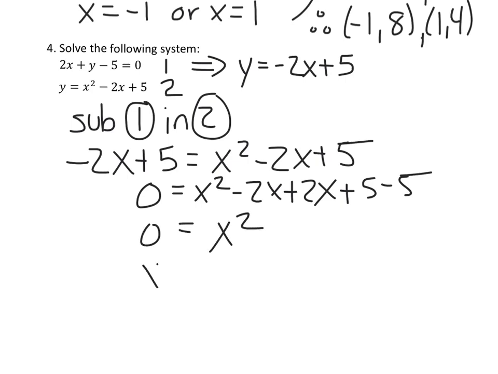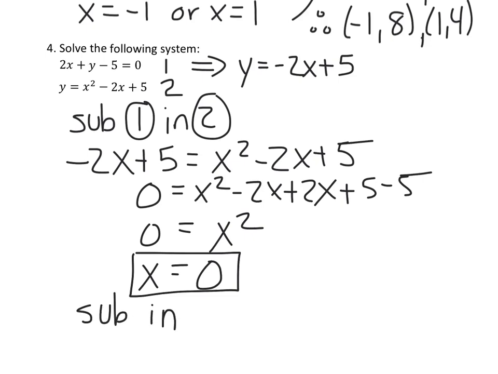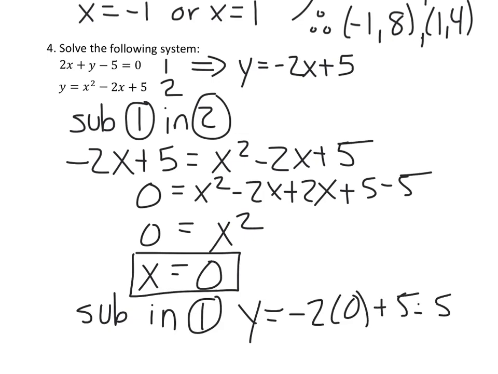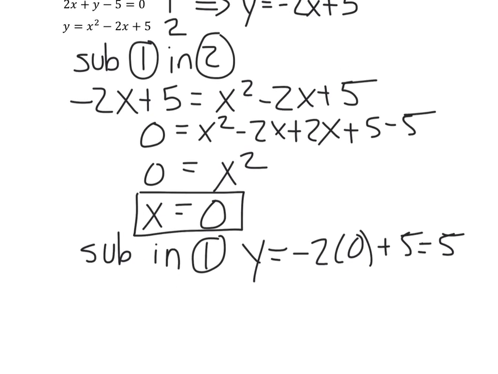If x squared equals 0, that means x equals 0 because 0 times 0 is 0. I end up with one x coordinate for a point of intersection. So I'm going to end up with one point of intersection. I'm going to now substitute that into equation 1. So y is going to be negative 2 times 0 plus 5. y equals 5.